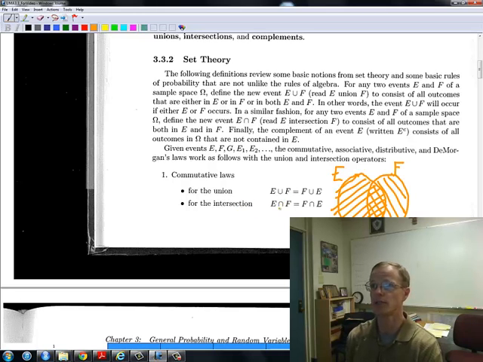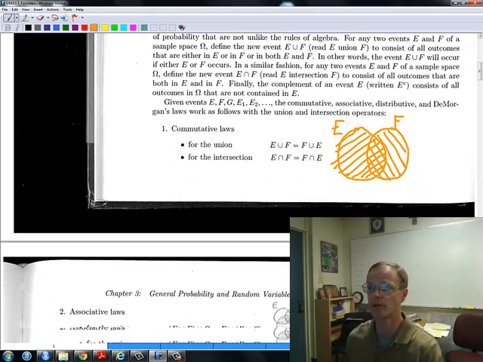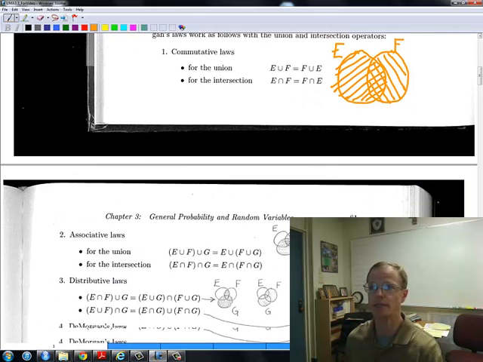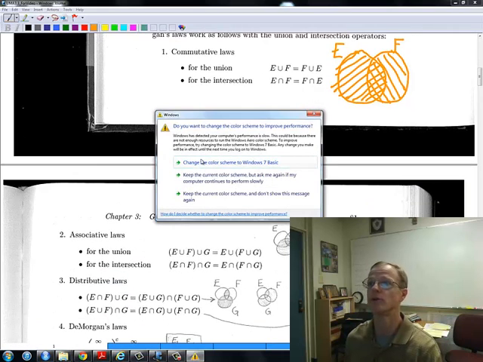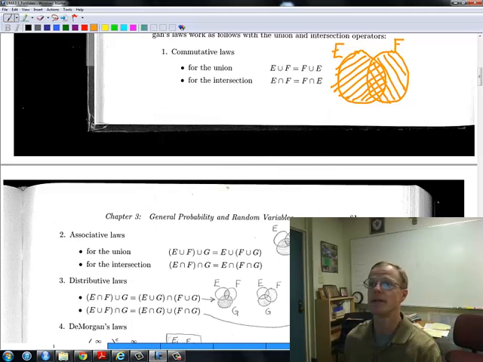Now intersection is this symbol, so that's going to be only the thatched region. So just sketching the diagram as we go. You could set up a simple example if it helps. We're going to read every single example in the text. Very important.